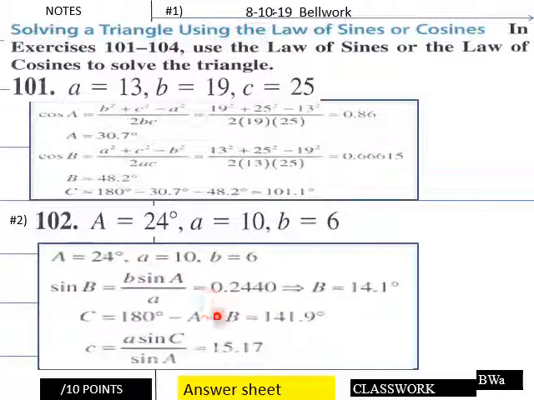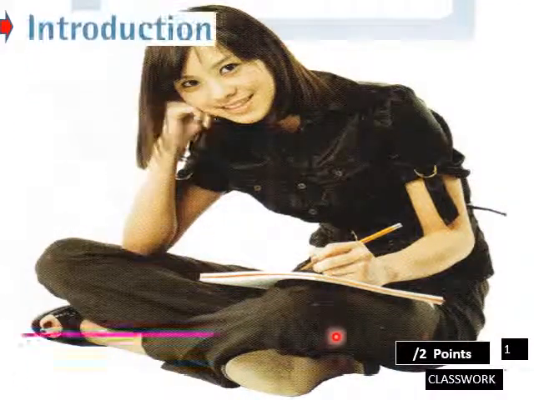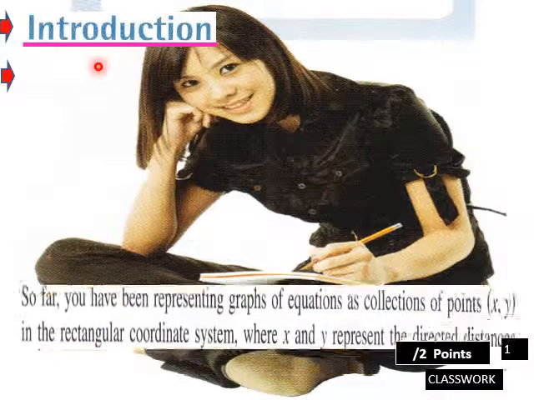We have two angle measures now. And so we can get C equals 141.9 degrees. And to figure our side lengths now, C will equal A sine C over sine A, which will be 15.17 for the length of side C. So that goes way back. Okay, into page 1 of our classwork for today.